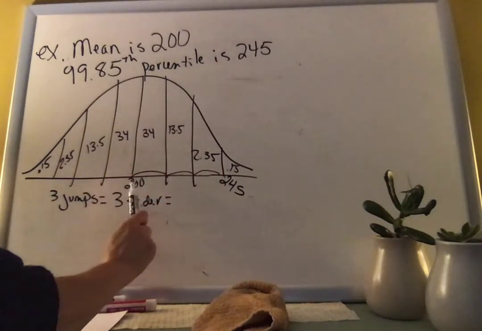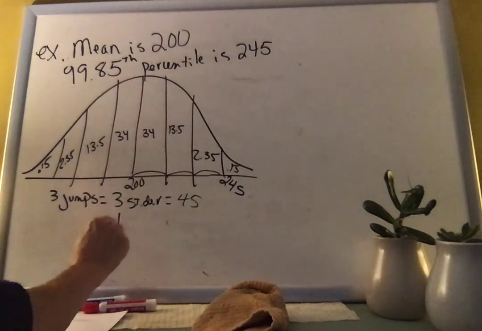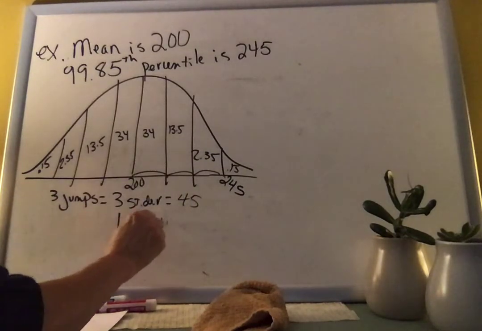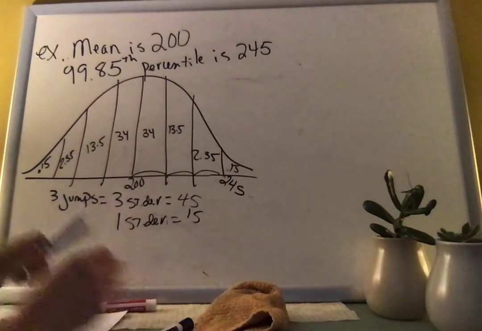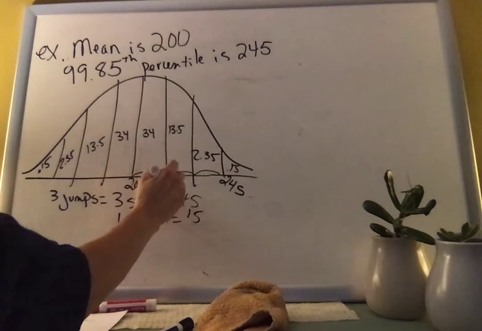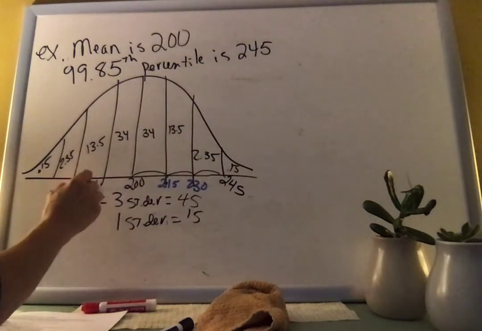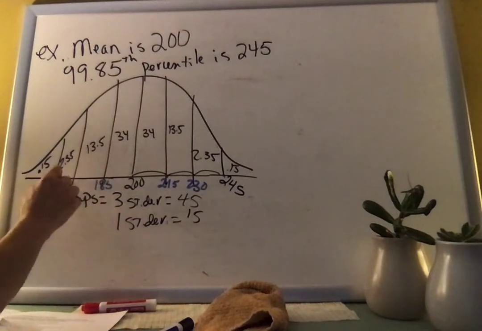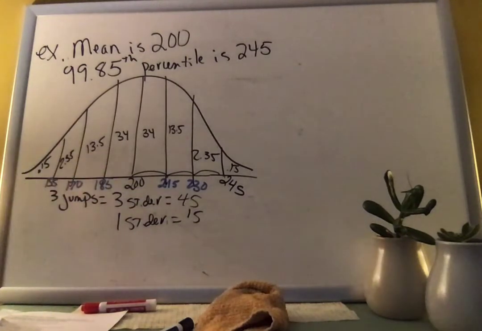Well, 245 minus 200 is 45. So what does 1 standard deviation equal? 15. So I now know I'm counting by 15. So this must be 215, 230, 245. Now I've got to go down 15. 185, 170, 155. Again, I'm labeling the fences, not the space in between.